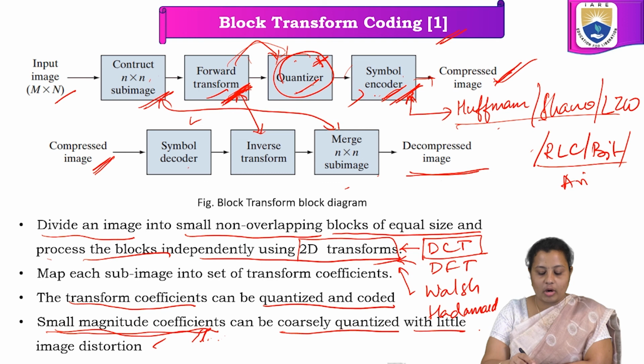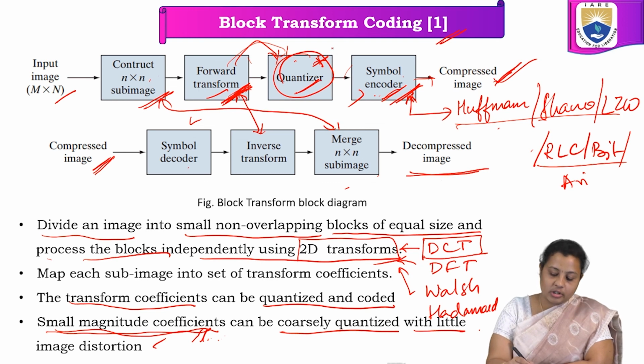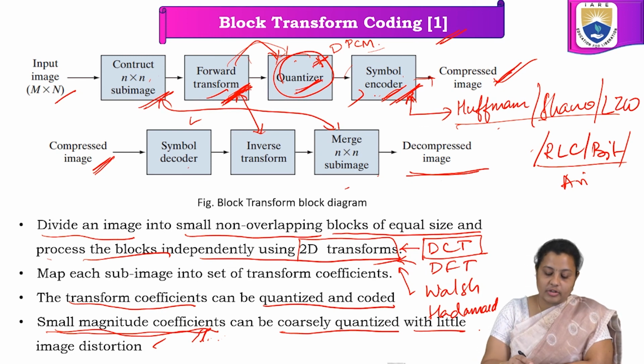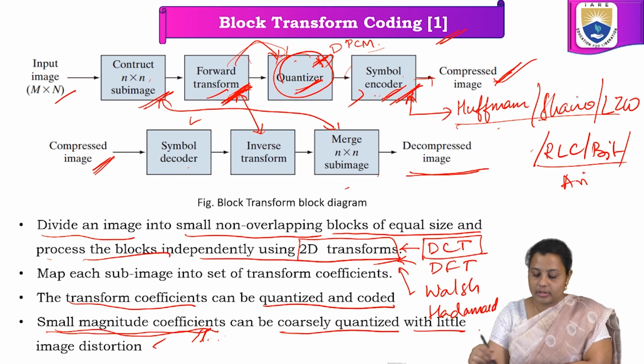What kind of quantizer do we use? We use the differential pulse code modulation technique, DPCM, because it has more advantages than the other coding techniques. For the symbol encoder, we can use any of the symbol encoder techniques we have learned previously, and the forward transform is DCT.